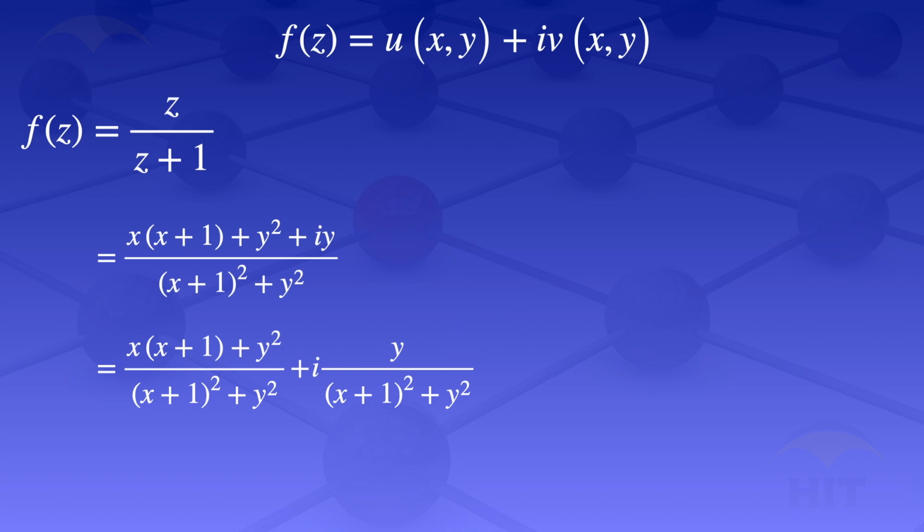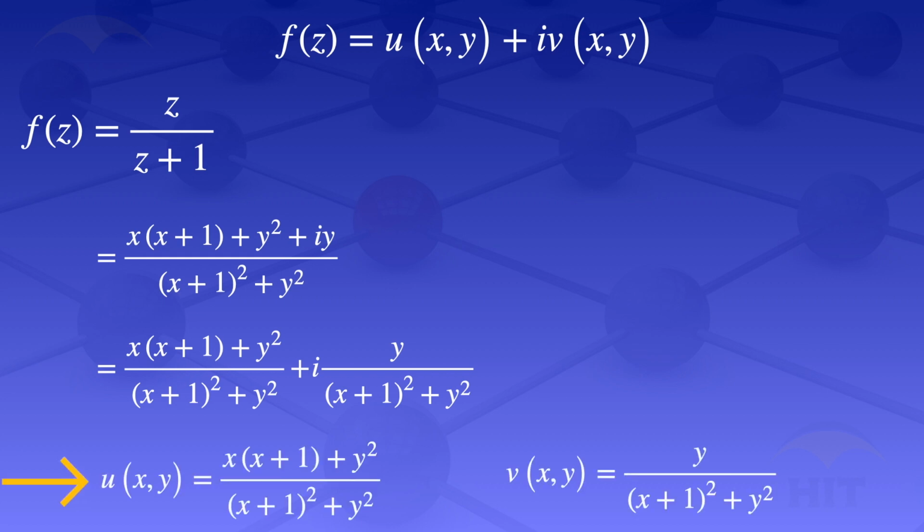So what we now have is that this function is of the form a real part plus an imaginary part. Our real part is this one, our imaginary part is this one. Our real part is the u. So we have u = (x(x + 1) + y squared) divided by ((x + 1) squared plus y squared). And the imaginary part, that would be the v: v = y divided by ((x + 1) squared plus y squared).